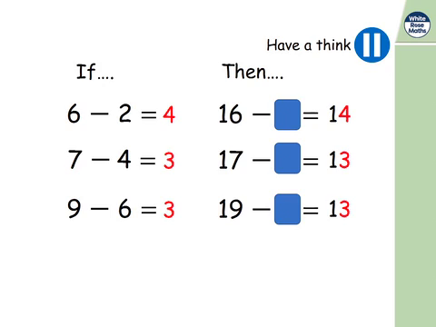Let's look at the top one. If 6 subtract 2 is 4, then 16 subtract 2 is 14. 7 subtract 4 is 3, so 17 subtract 4 is 13. And finally, what goes in that last box? Exactly, a 6. Well done, mathematicians.